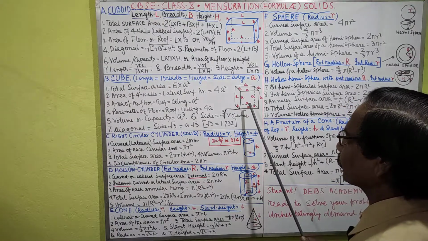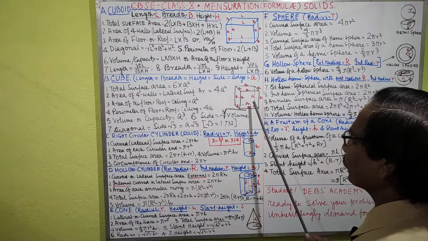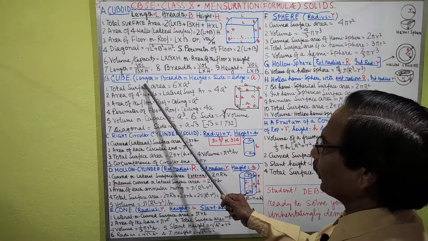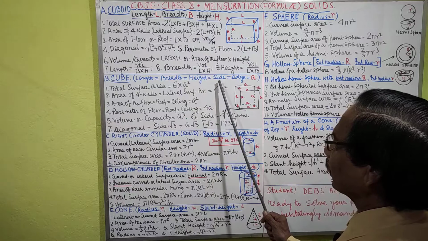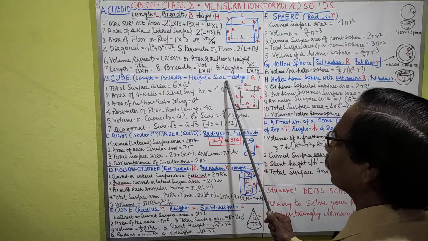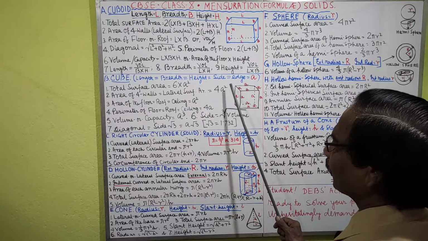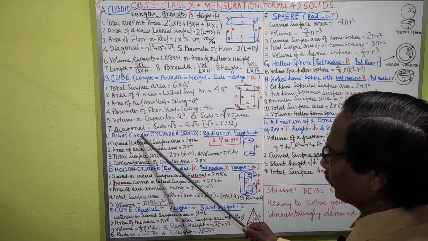It has got 6 surfaces and these surfaces are enclosed by length, breadth, height, and that is called side, which all are equal and represented as A. Here are 7 formulae.